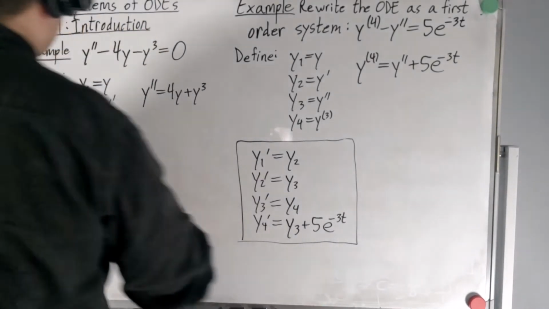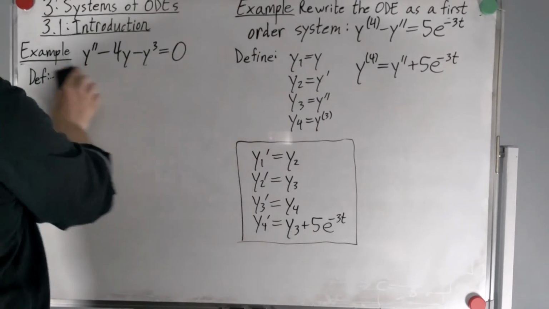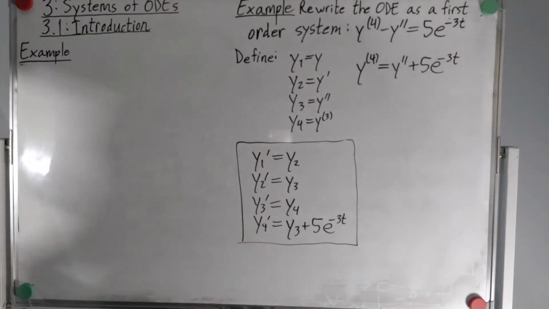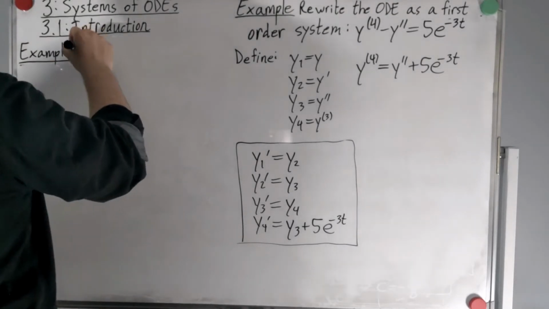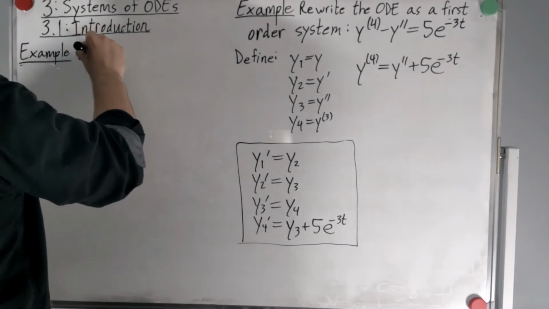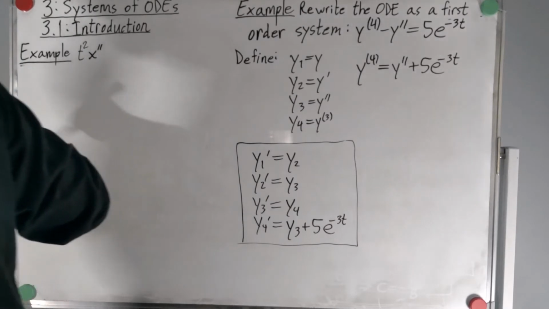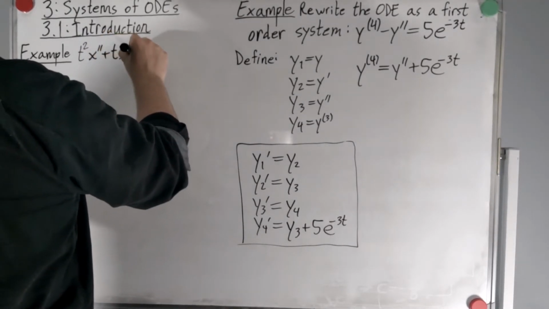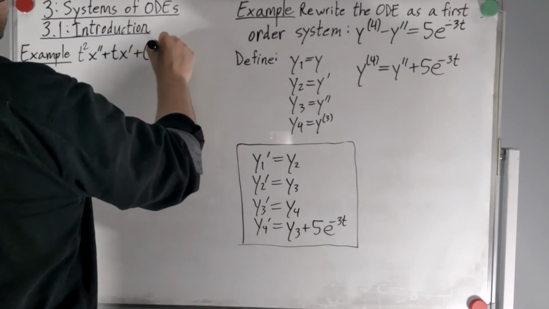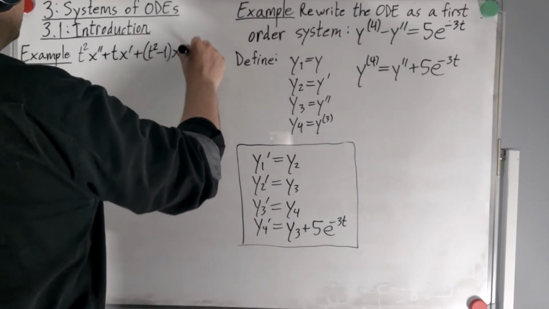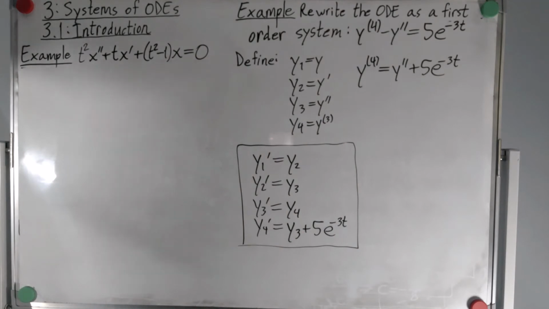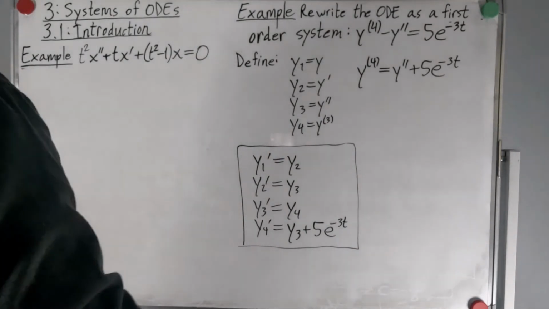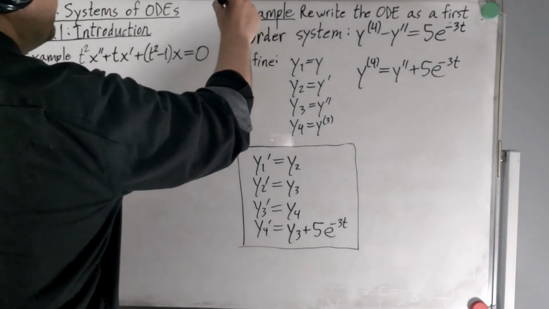And let's try one with non-constant coefficients. So suppose you have t squared x prime prime plus tx prime plus t squared minus 1 x equals 0. A linear homogeneous ODE with non-constant coefficients.